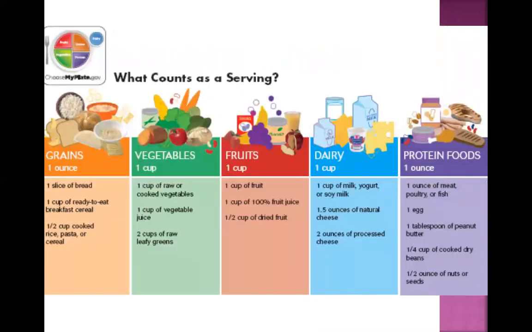And what counts as these servings? 1 cup of fruit would be 1 cup of fruit, or 1 cup of 100% fruit juice, or half a cup of dried fruit. Because dried fruits have the water removed from them, they end up being much smaller, and you don't have to eat as many of them to get a serving. Just be careful with dried fruits though, because many dried fruits have added sugars.